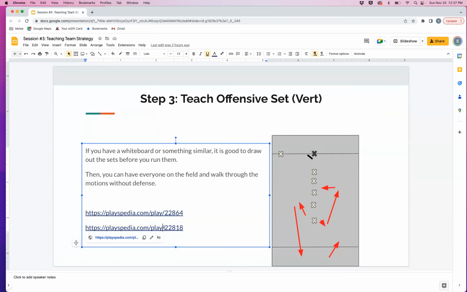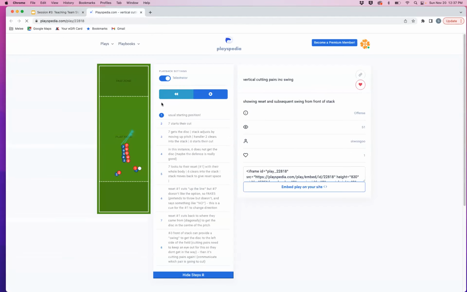So this animation shows with defense what that would look like. So let me go back. So we have our stack. This last person is going to cut under, so out and in. And then they're going to get the frisbee thrown to them. And then this whole stack is going to move back to reset.